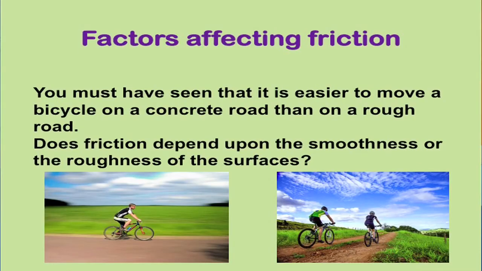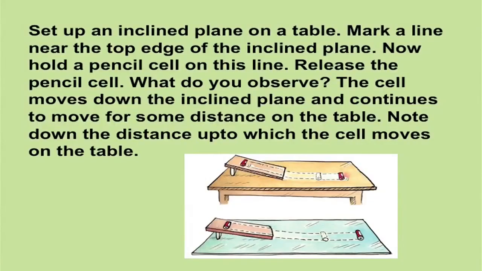You must have seen that it is easier to move a bicycle on a concrete road than on a rough road. Why is it so? Does friction depend upon the smoothness or the roughness of the surface? Let us find out. Set up an inclined plane on a table. Mark a line near the top edge of the inclined plane. Now hold a pencil cell on this line. Release the pencil cell. What do you observe?